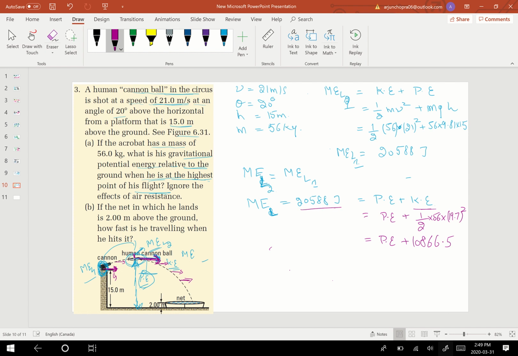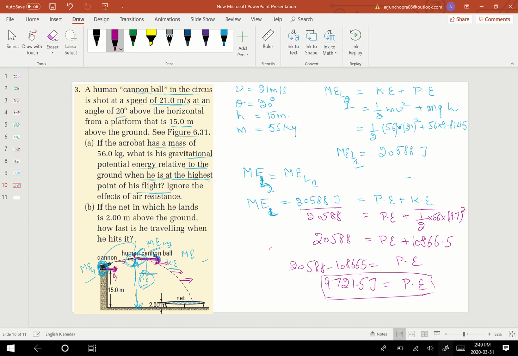Now this is the mechanical energy, 20588. So potential energy value will be 20588 minus 10866.5. So 20588 minus answer, it comes out to be 9721.5 joules approximately. That is the potential energy which we've calculated, this many joules.